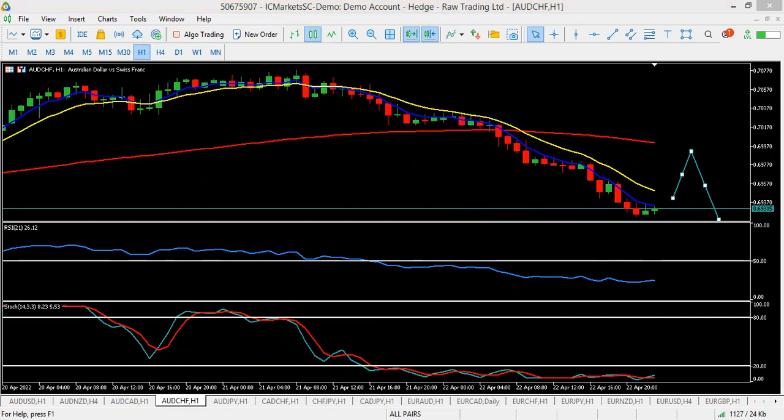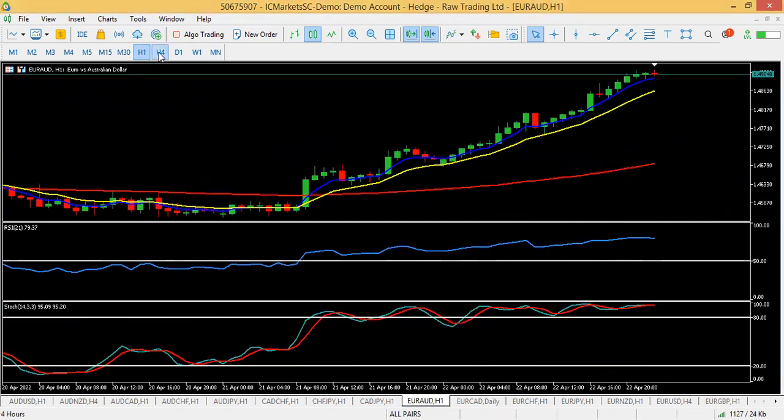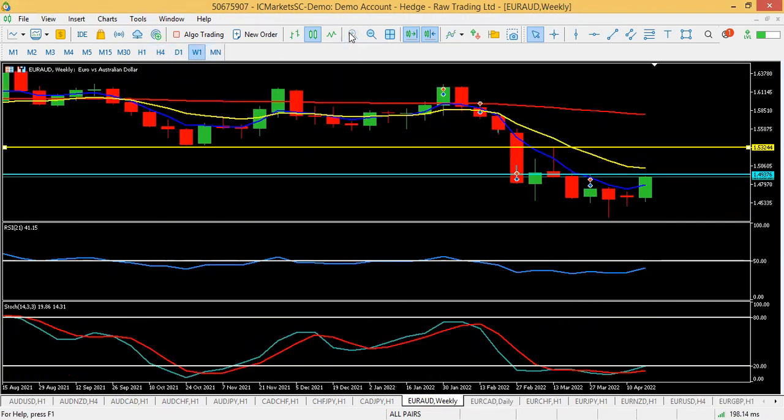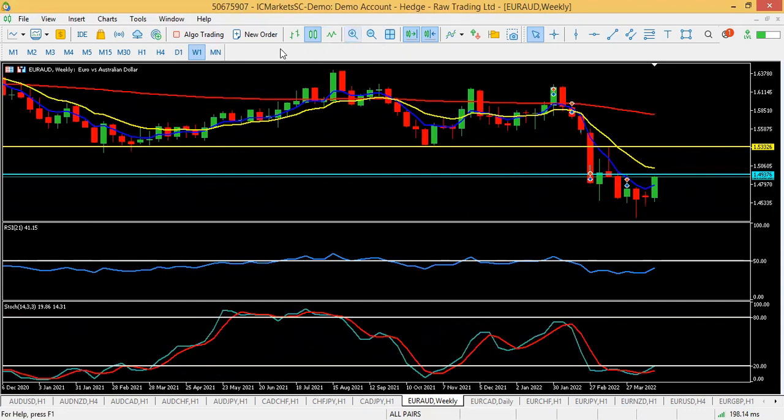Euro AUD. According to H1 and H4, this is currently buy bias. On the weekly candle, we see it close in green, a bullish momentum candle. So we expect this to push up some more during this coming week. Our weekly target for Euro AUD is seen right at this yellow resistance at 1.5332. Okay, that's going to be our weekly target for Euro AUD.